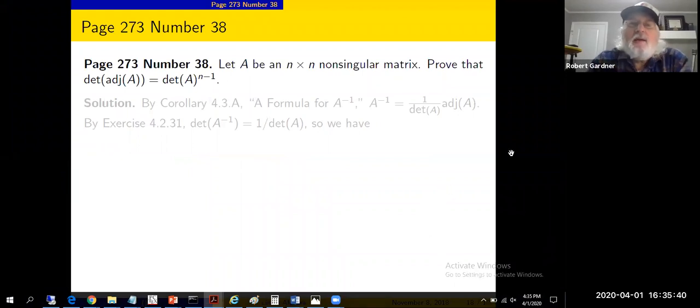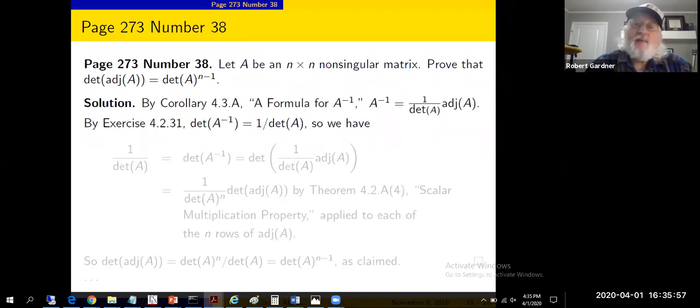It's only one slide. It says, let A be an n by n non-singular matrix. Prove the determinant of the adjoint is the determinant of A to the n minus 1 power. What do you know? You know relationships between adjoints and inverses. You know A inverse is 1 over the determinant of A times the adjoint of A.